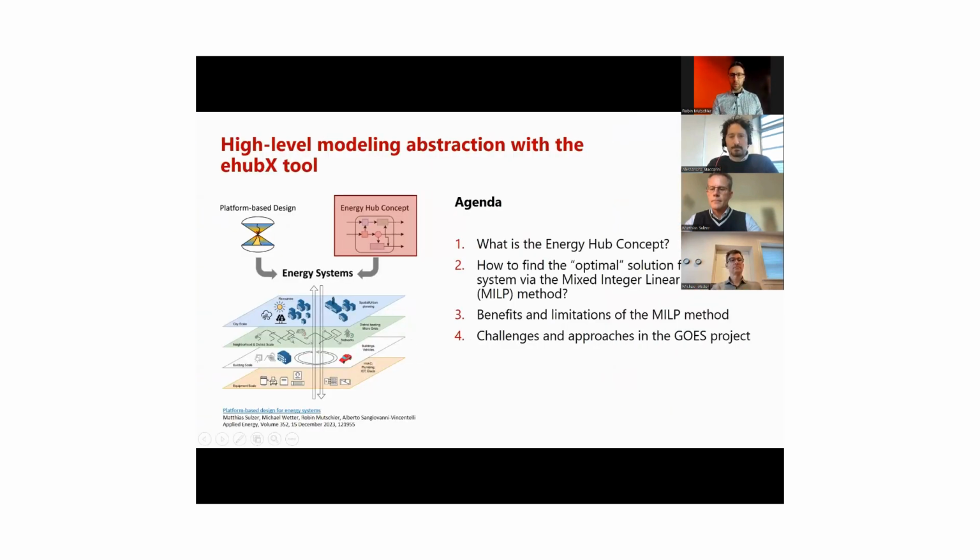Okay, so this is the outline. We are going to discuss what the energy hub concept is, as you see it here in the figure of the paper Matthias introduced, so the marriage between platform-based design and the energy hub as we apply it in the GOES project. Then we're going to discuss how to find the so-called optimal solution for a system via the mixed integer linear programming method. And we're briefly discussing, at the end, the benefits and limitations of this method, and then also the challenges and approaches we are following in the GOES project.